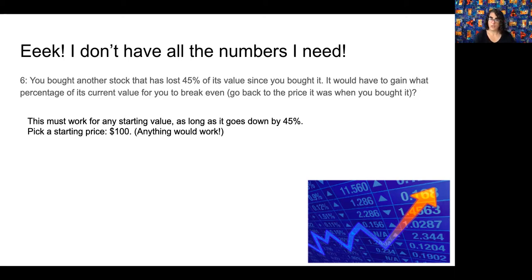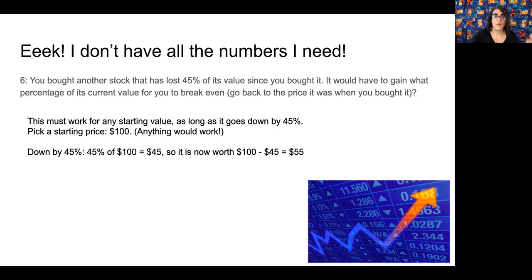So if I started at $100, then when it went down by 45%, it went down by 45% of 100, down by $45, which is nice and easy because percentages of 100 are easy. So started at 100, down by $45, that means it's now worth $55. And now it's really a lot like the problem we just did. I have something that I bought at $100, it's now worth $55.